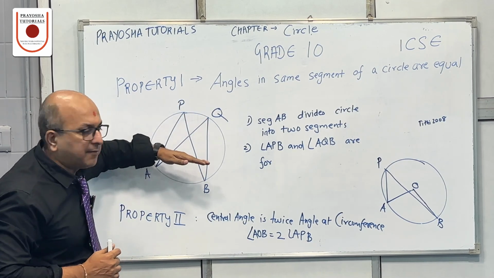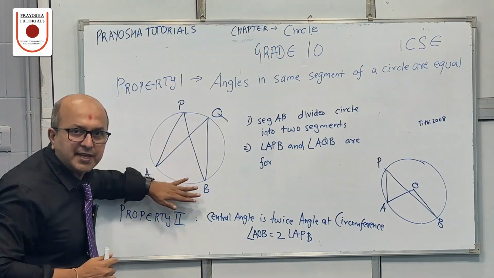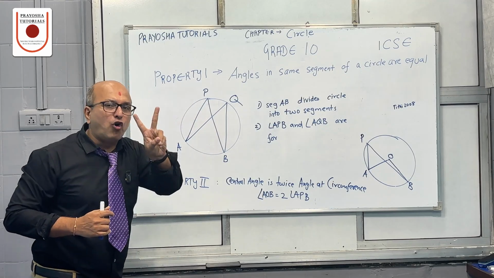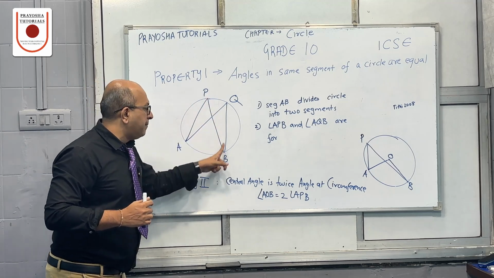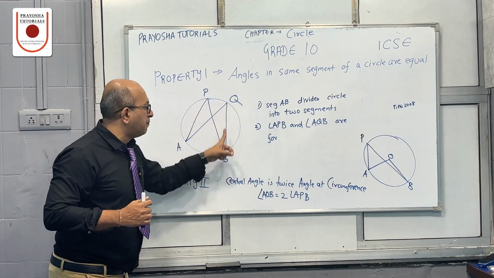AB forms two segments, major segment and minor segment. Here, two angles are formed because of this segment: angle APB and angle AQB.